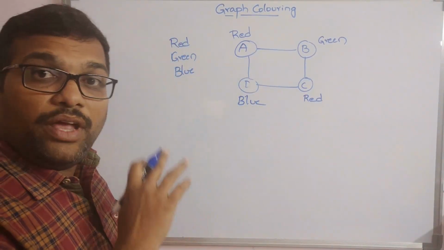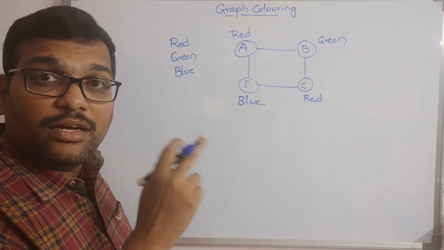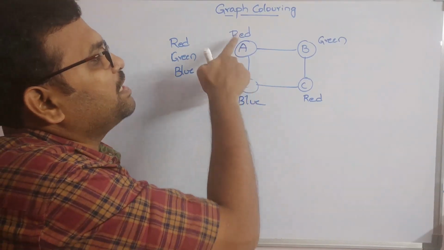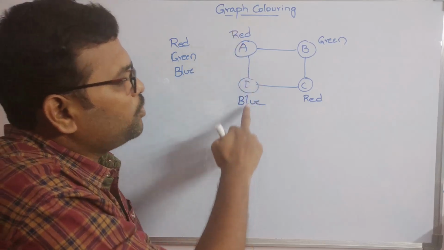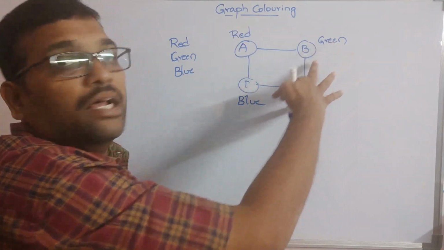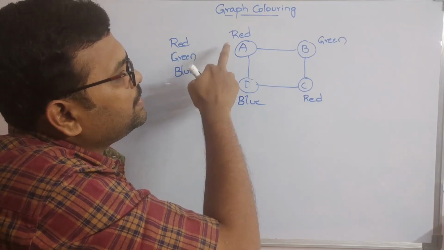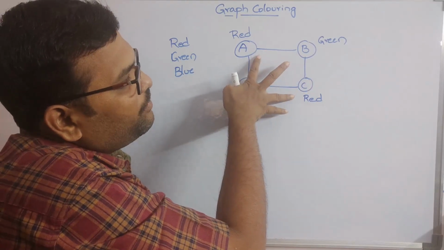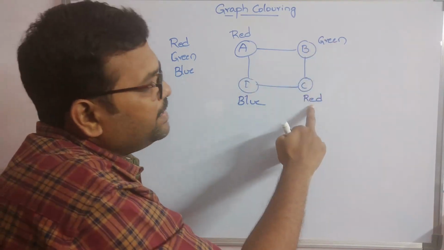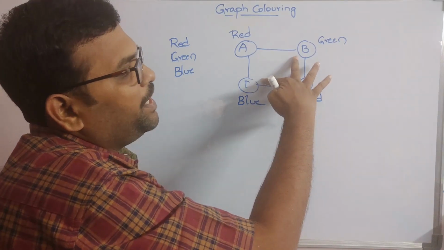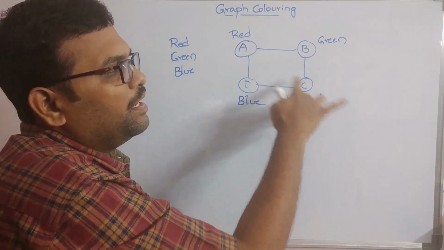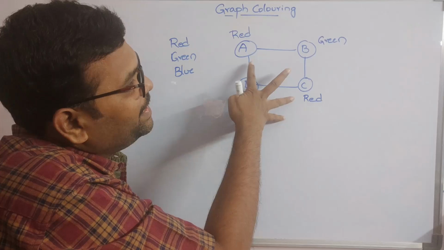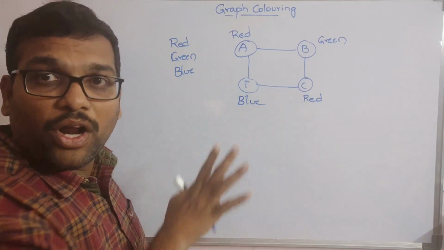So you can observe we have filled this such that no adjacent nodes are colored with a similar color. See, A is colored with red. What are the adjacents? D and B. Both are different colors. And B is green. What are the adjacents? A and C. Neither A nor C is colored with green. And C is red. What are the adjacents? D and B. Both are not red. And D is colored with blue. The adjacents are A and C, and they are not colored with blue. So this is one option.